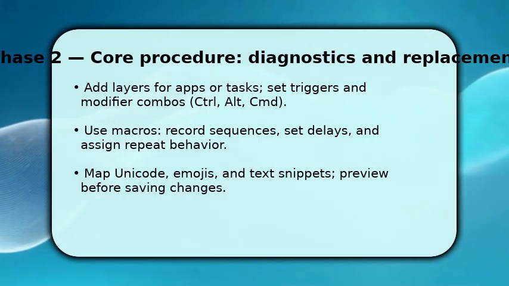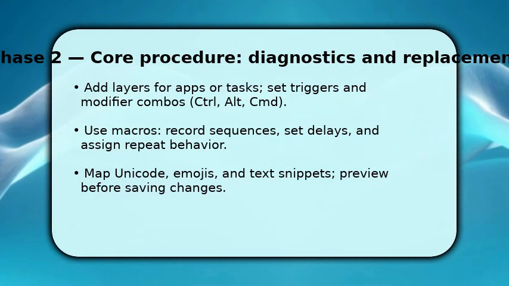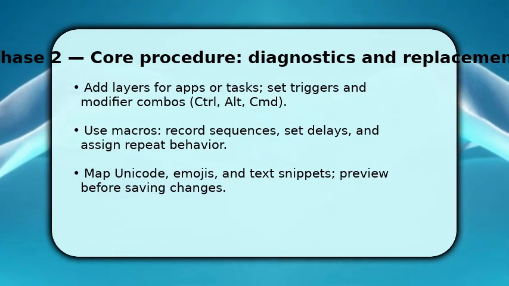You can also map Unicode characters, emojis, and text snippets. Preview each binding in the app's live test area. Once satisfied, save and enable the layer. This isolates changes and keeps your default typing intact.